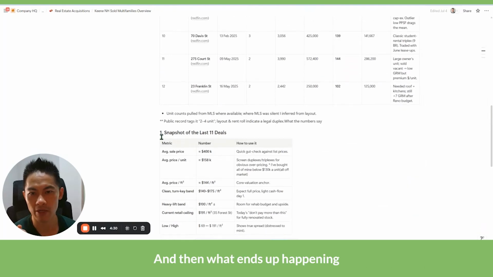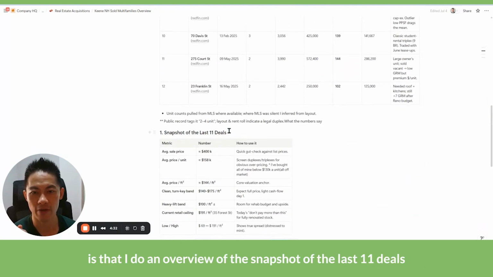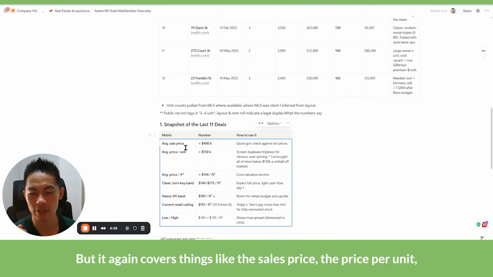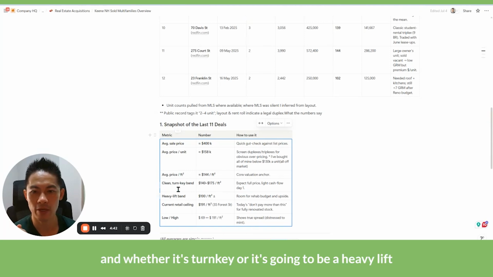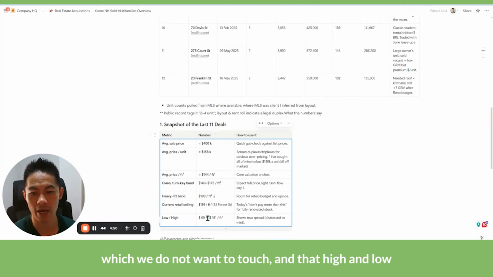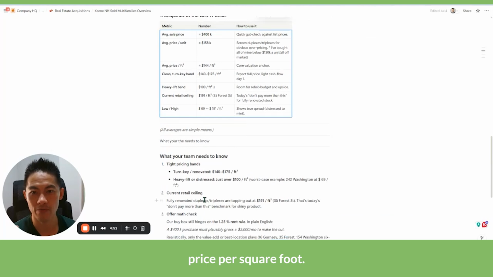And then what ends up happening is that I do an overview of the snapshot of the last 11 deals. And you're going to see a lot of this information was in that other spreadsheet, but it again covers things like the sales price, the price per unit, the average sales price, and whether it's turnkey or it's going to be a heavy lift / renovation, right? So it's cheaper. And then that retail ceiling, which we do not want to touch, and that high and low price per square foot. I then give my team what they need to know, different bands, right, that they can fit within, and then the retail ceiling.